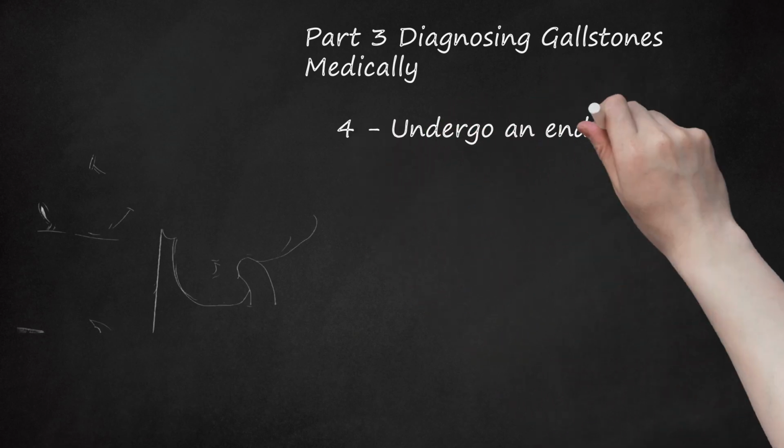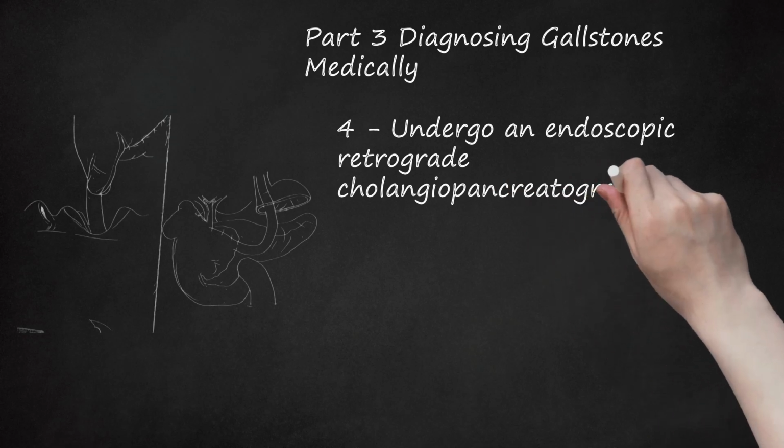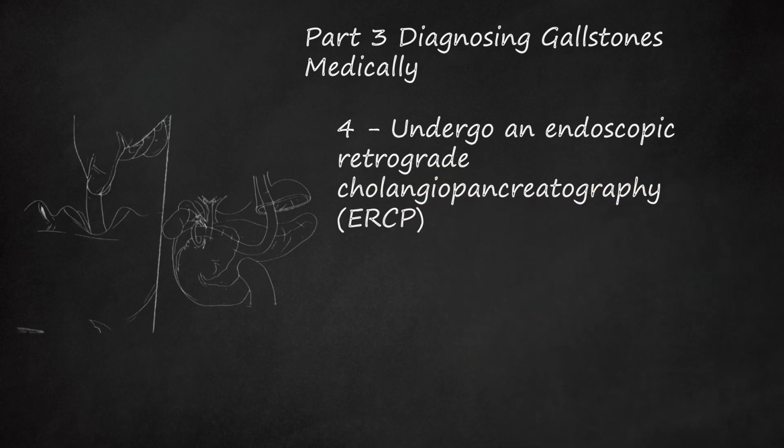4. Undergo an endoscopic retrograde cholangiopancreatography, ERCP. Your doctor may recommend an ERCP, which is an invasive procedure in which a flexible tube about the thickness of a finger is placed into your mouth and down your digestive tract to examine parts of your stomach and intestine. If the physician finds gallstones during this somewhat invasive procedure, they can be removed.